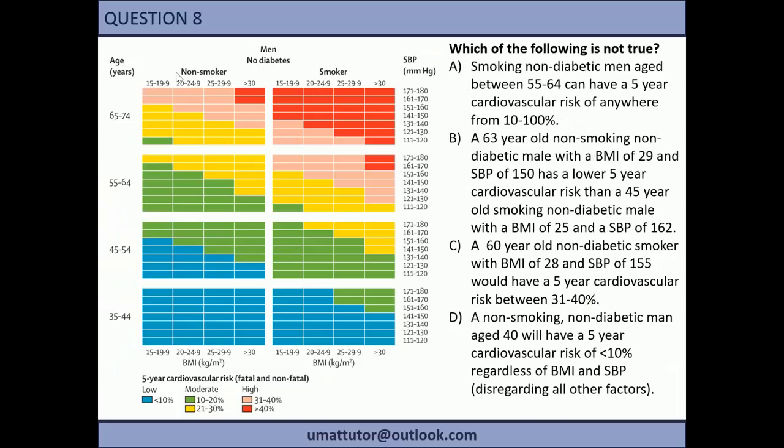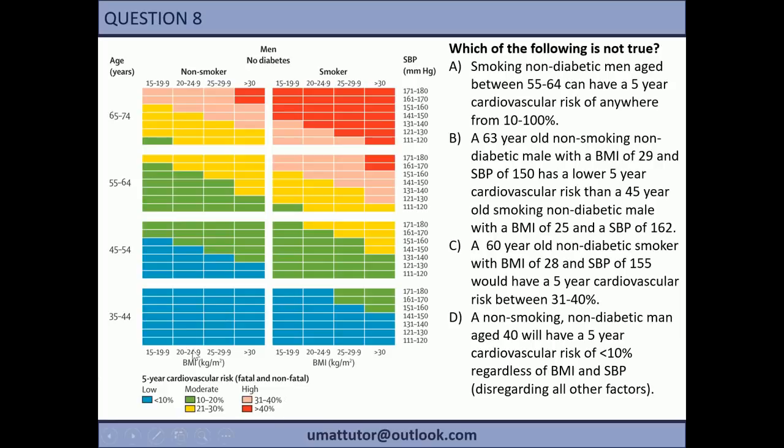Question 8 now. This table looks a bit different to previous ones. You can see that we've now got cells containing just colors rather than numbers or words. The other confusing thing, I think initially, is that there is no real title up the top, or at least no title that gives us an overarching picture of what the table is about. So the best indication comes from down the bottom here, where it says 5-year cardiovascular risk, both fatal and non-fatal. So what that's telling us is that the table is showing us the risk people have of a cardiovascular event over the next 5 years.